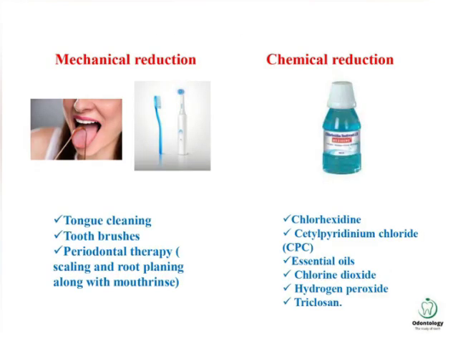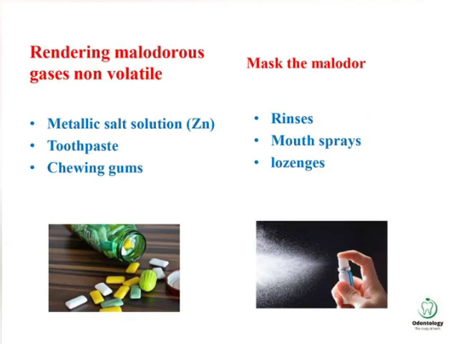Mechanical reduction of microbes includes tongue cleaning for the presence of tongue coating, toothbrushing, and periodontal therapy which includes scaling and root planing along with mouth rinse. Chemical reduction includes chlorhexidine, CPC, essential oils, chlorine dioxide, hydrogen peroxide and triclosan. Next, to render the malodorous gases non-volatile, metallic salt solutions containing zinc, toothpaste and chewing gums are used. Masking the malodor can be done using rinses, mouth sprays and lozenges.